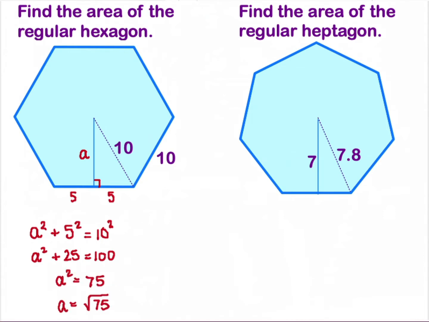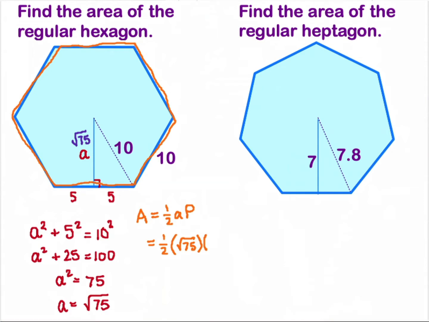So we just found out that the apothem has a length of square root of 75, and I do not want you to round that, because we do not want to round until our final answer for the area. But once we have that apothem length, we are ready to throw it into 1/2 apothem times perimeter. And you're literally just going to write in that square root of 75 as your apothem. Our perimeter, each side is 10, and there's 6 sides, so the perimeter would be 60.